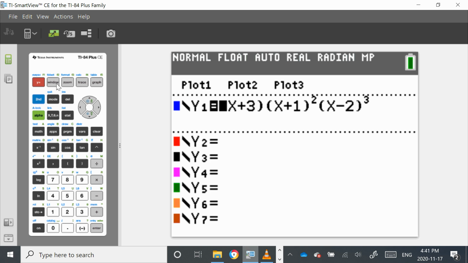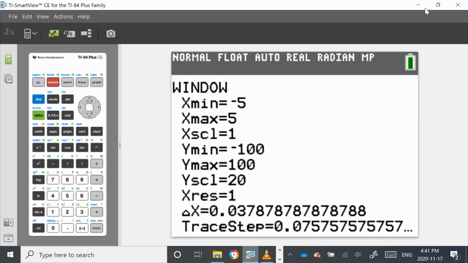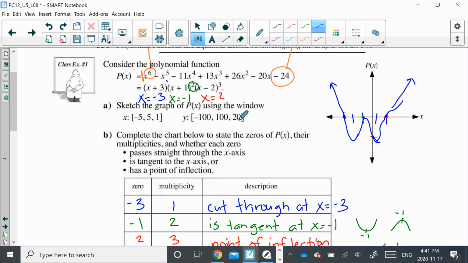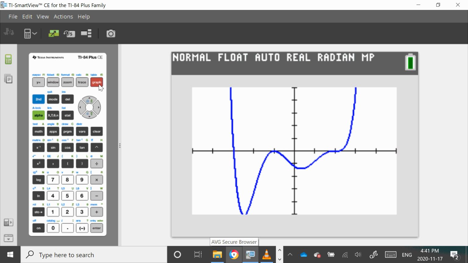From there, go to your window. It wants you to set your x minimum to be -5, maximum to be 5, scale factor to be 1. It wants you to change your y minimum to -100, y maximum to 100, and your scale factor for the y to be 20. So minimum, maximum, scale factor. Hit graph, and it will give you this graph here.